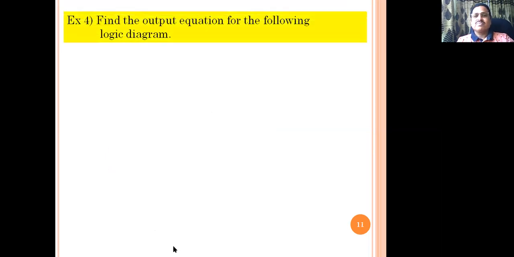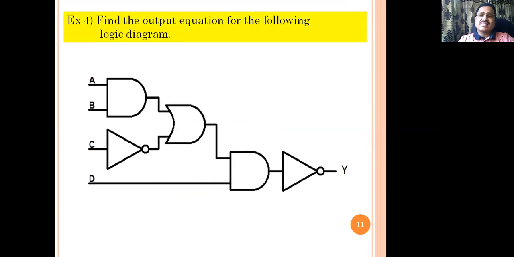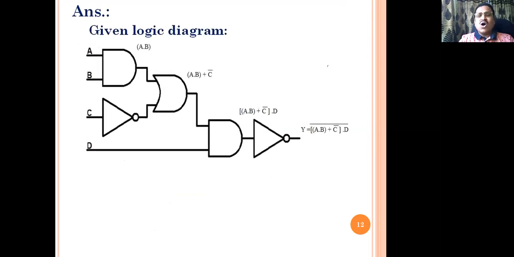Now we'll go for one more example of a different kind. You have been asked here, for a given logical diagram, to write its resultant Boolean or logical equation. Now to go for the answer of this question, I repeat the diagram once again. This diagram is given to us. The given diagram is of this type. Now at every logic gate, with the respective inputs A, B, C, D, write the required or resultant output.